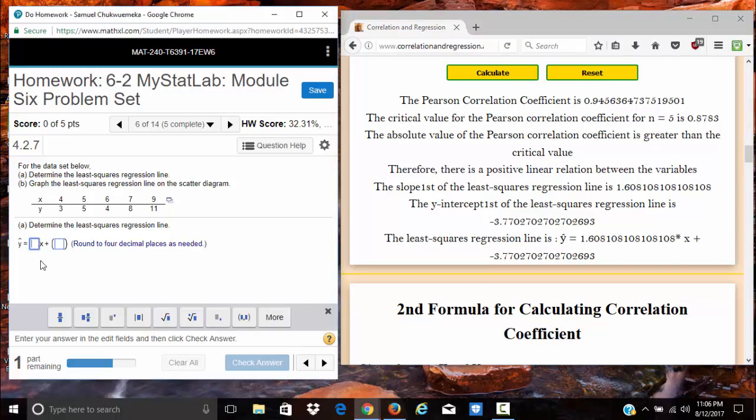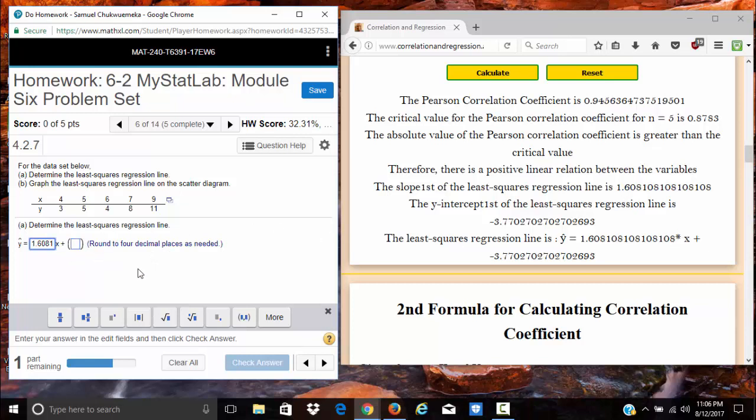Okay, let's go ahead and type this. Round to 4. The equation of a straight line is y equal to mx plus b, right? Round to 4 decimal places as needed. So this is 1.6081. Okay, round to 4 decimal places.